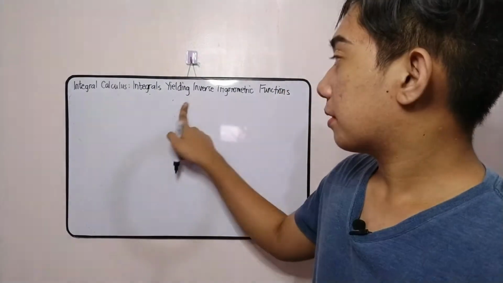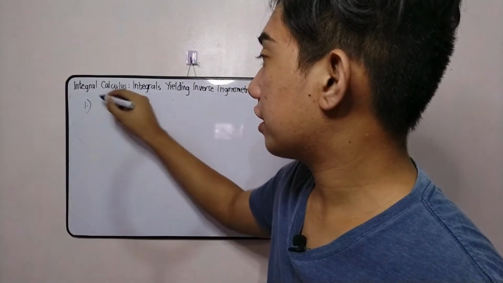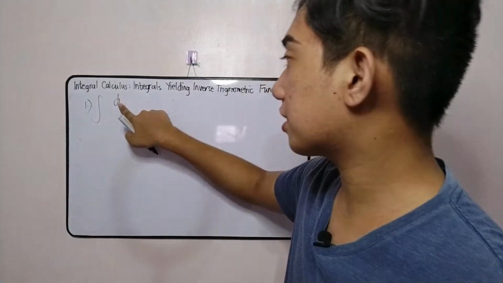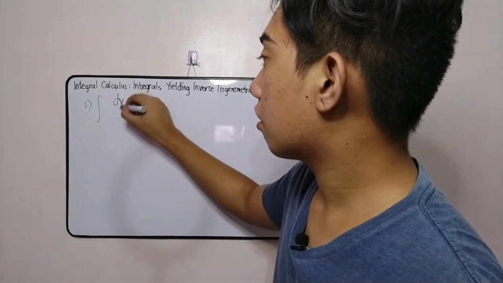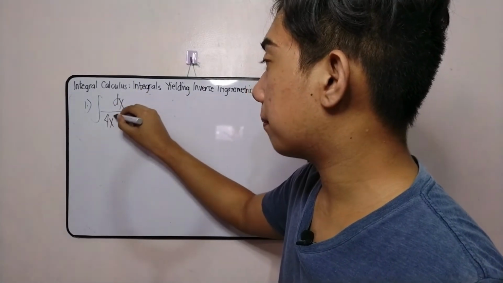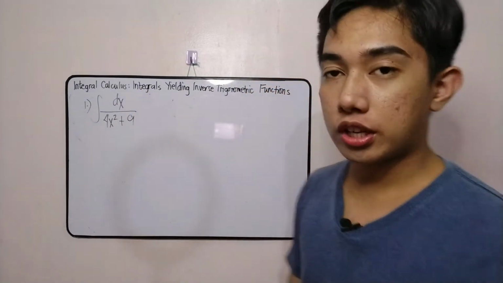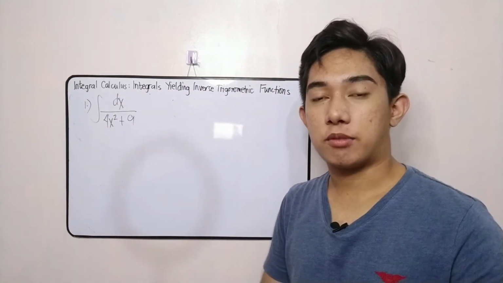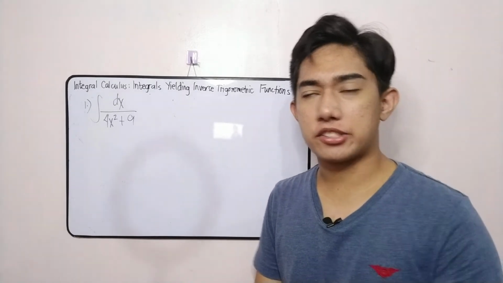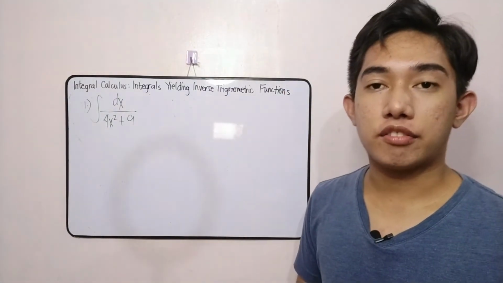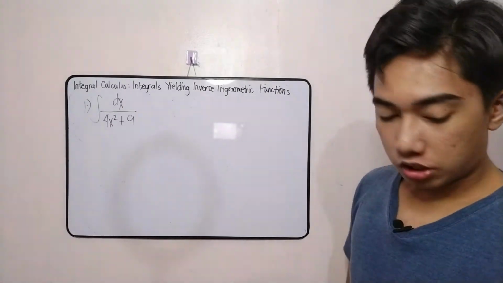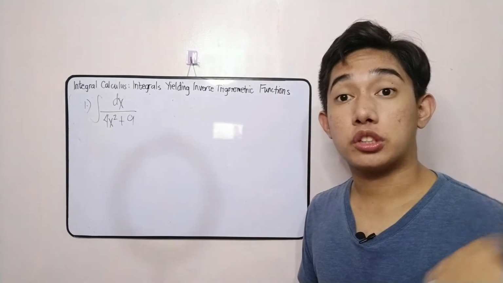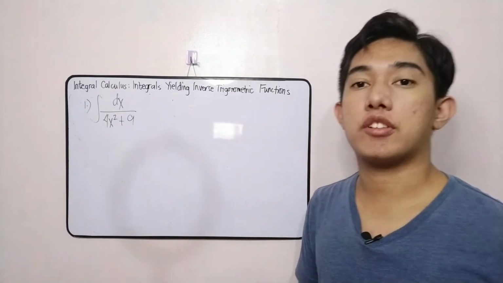Okay, so for the first example, the integration of dx all over 4x squared plus 9. So as you can see, mas madali lang talaga to na example, okay? Kasi wala pang square root, wala pang transcendentals. So, it is easy to identify ano yung ating values, okay? So, to start solving, we will identify first our values that are introduced earlier, in which what is our u and what is our a.